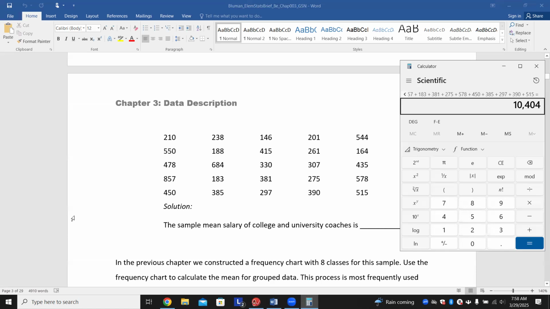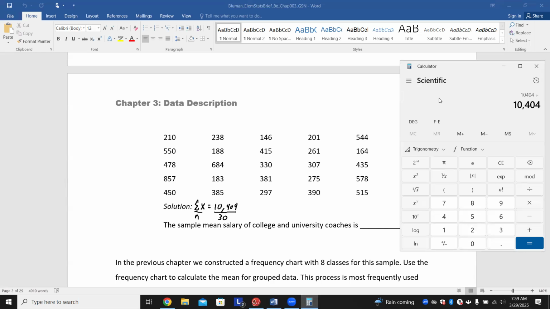And we get 10,404. Let me write this number down. To find this sample mean, I'm going to take that sum. So this, again, was basically your sum of x right here. And now I'm going to divide that by the little n, which was the number of samples. So in this case, there were 30 coaches. So we're going to divide it by 30.